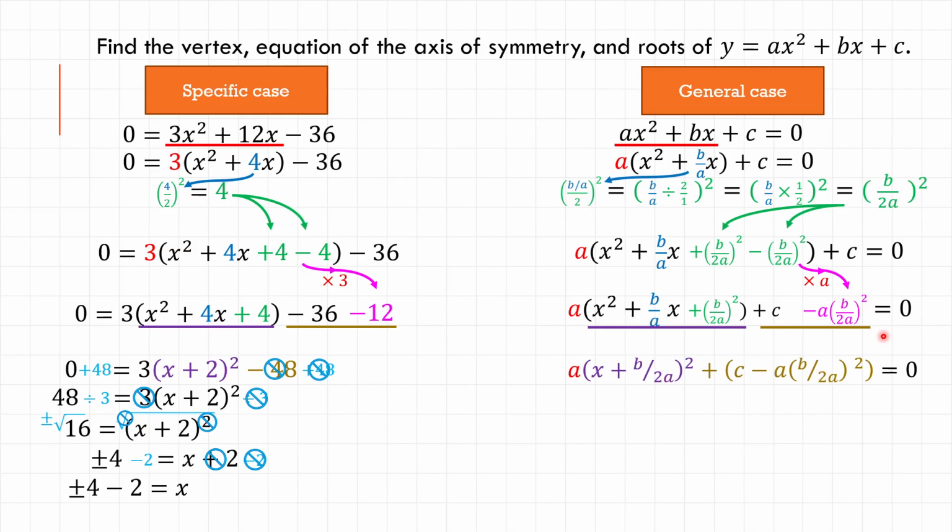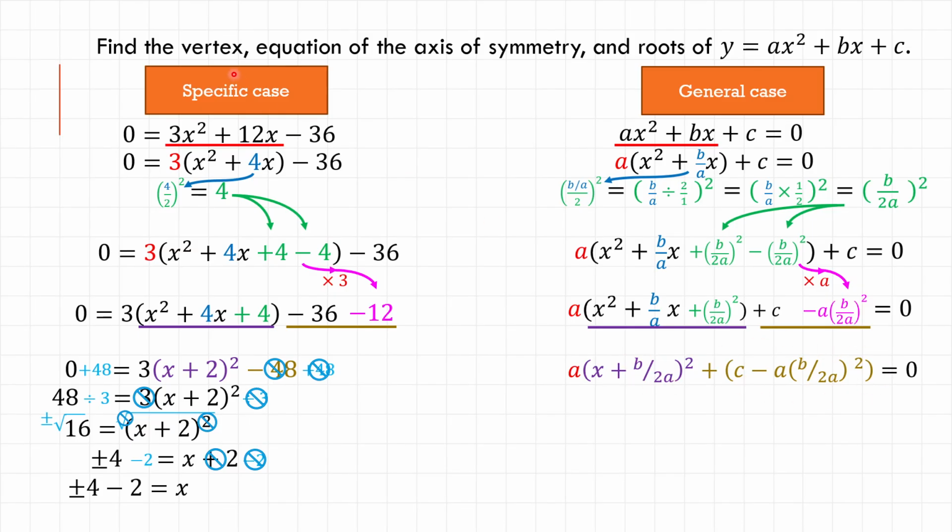And at the same time, this all combined into one single number. I'm just going to put that in brackets. And this is actually vertex form. Here we have a. This right here is our h value. And this right here is our k value.